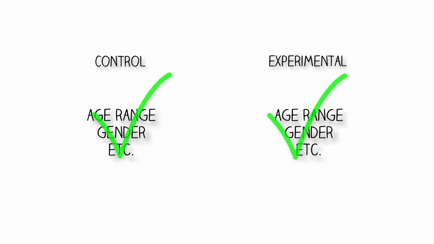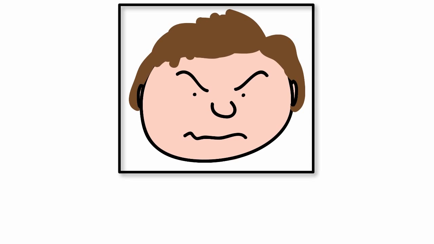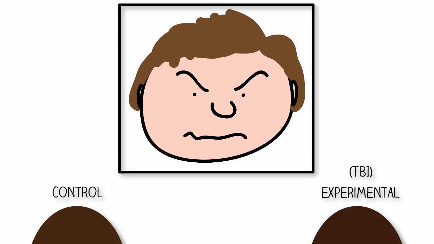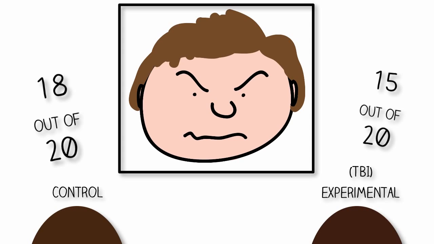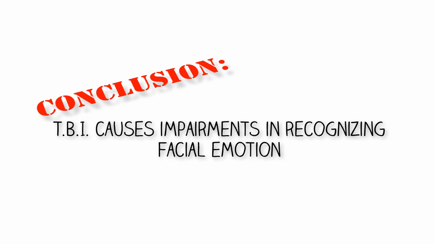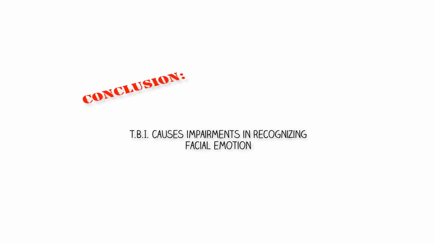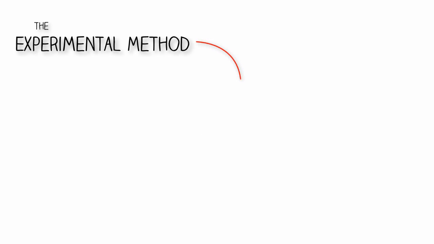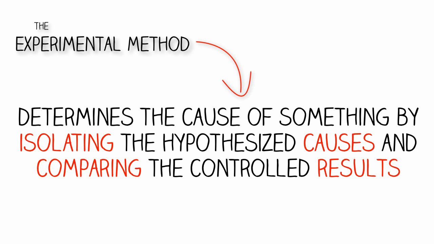Then they tested each group by showing them pictures of faces and asked them to identify the emotions in the pictures. They found that the TBI group did in fact recognize fewer emotions accurately, an average of 15 out of 20, compared with the control group's 18. They concluded that TBI does cause impairments in recognizing facial emotion. Just remember, the experimental method is designed to determine the cause of something by isolating the hypothesized causes and comparing their controlled results.